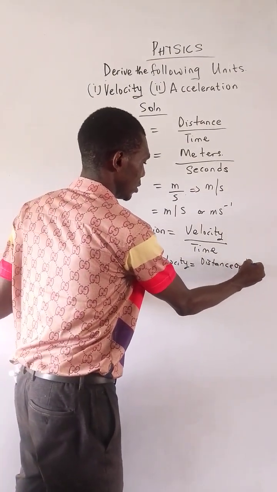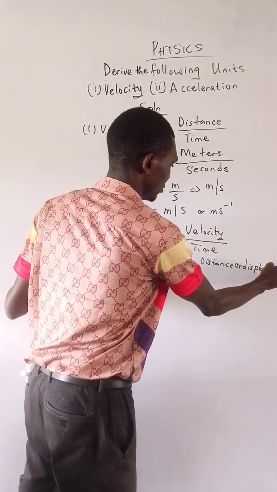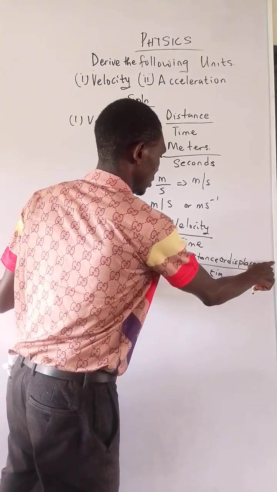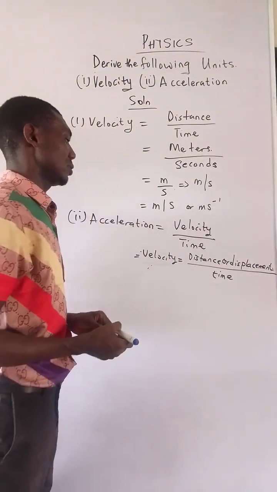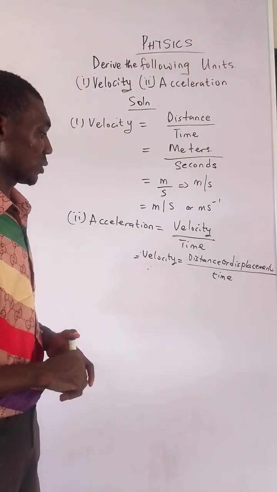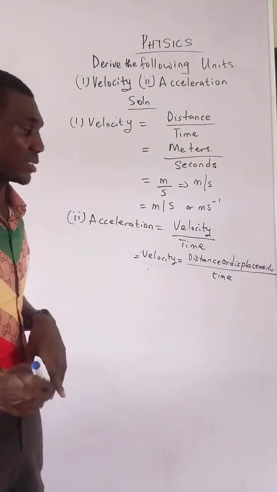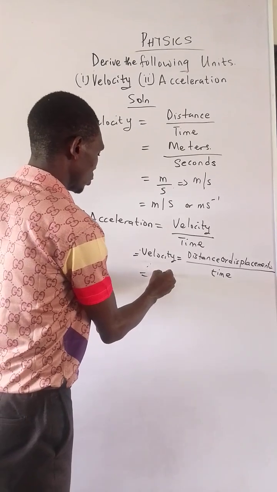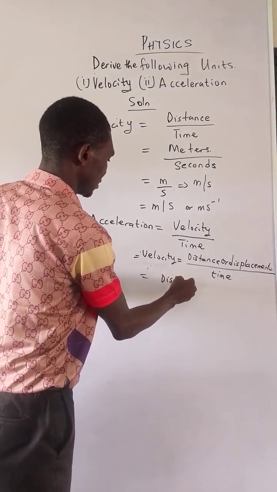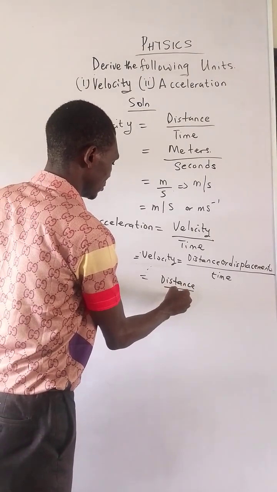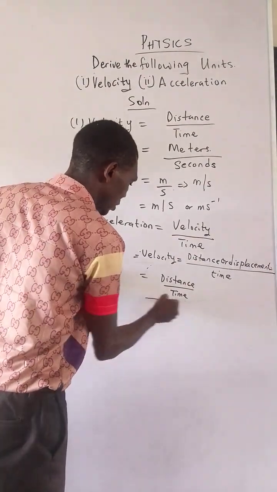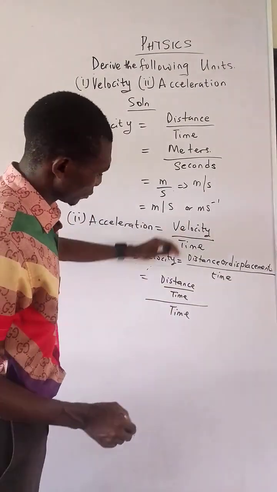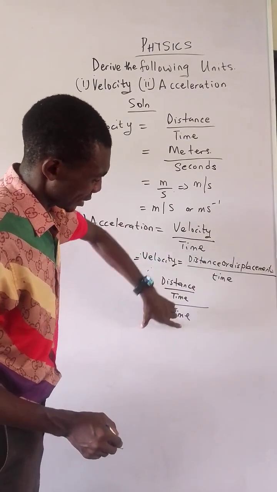or displacement, any of them, all over time. Now, velocity is displacement over time or distance over time. Acceleration is velocity over time. So in place of velocity, we'll put distance all over time again. Now, distance over time is velocity. Velocity over time, this is velocity, and this is time.